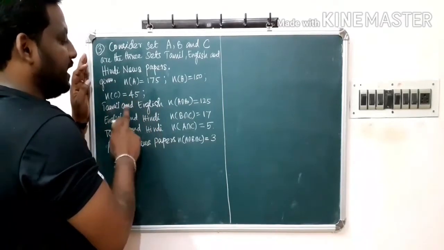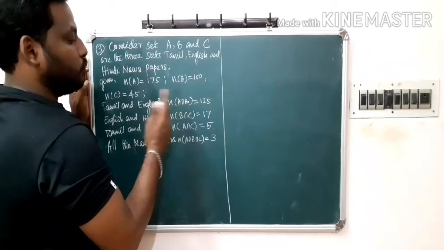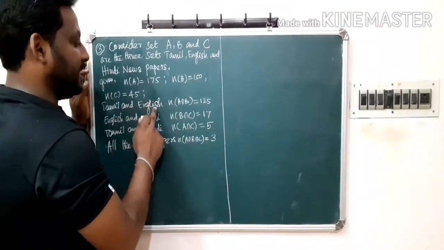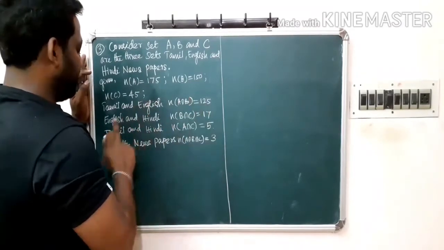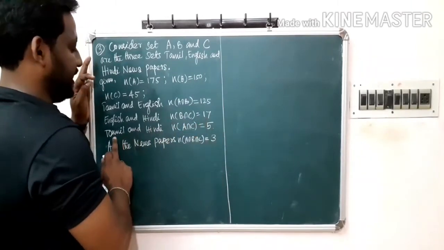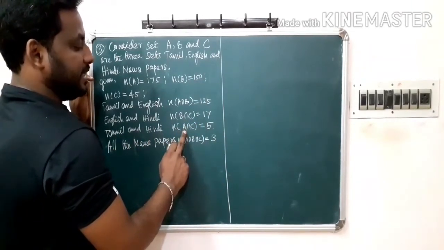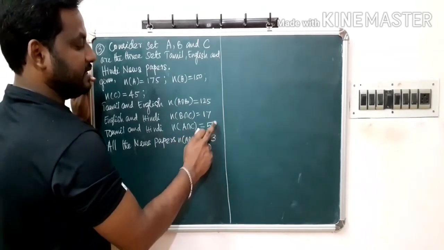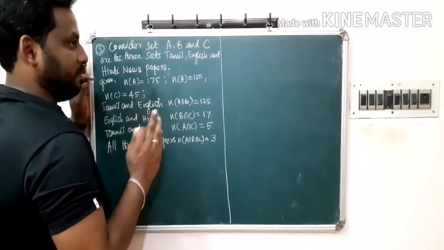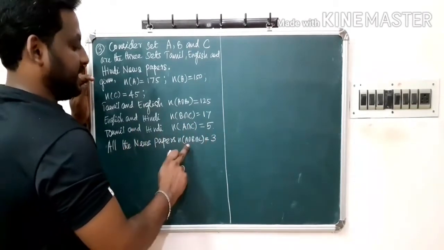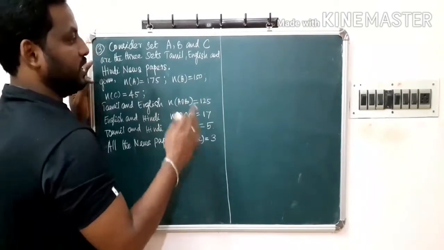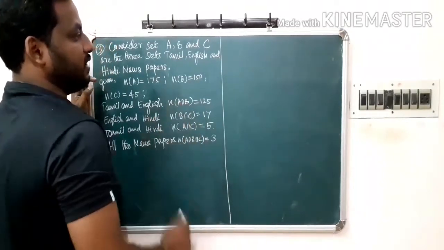And then Tamil and English, 2 newspapers a family gets. Both Tamil and English, 125 families buy, and both Hindi and English, that is B intersection C, 17 families, and Tamil and Hindi, that is A intersection C, 5 families. And those who get all 3 types of newspaper, Tamil, English and Hindi, that is A intersection B intersection C, is equal to 3 families. So we have to draw a Venn diagram. Using the Venn diagram, we are going to solve this problem.